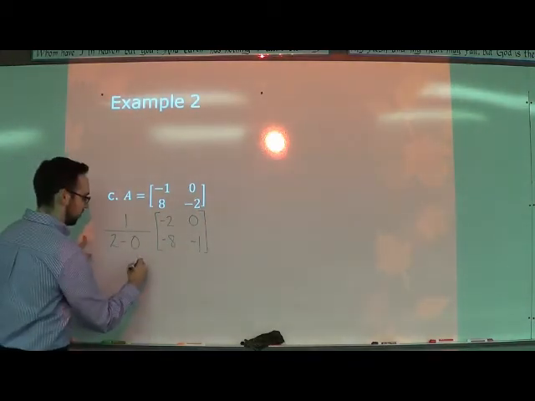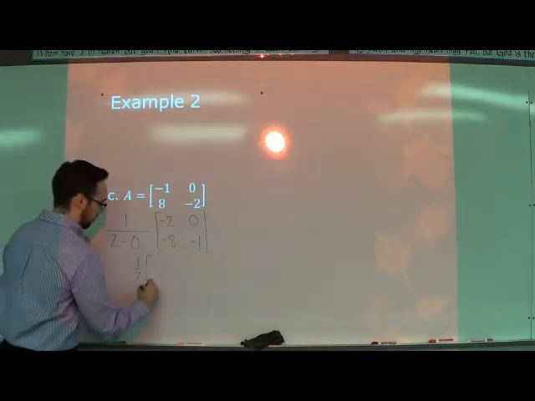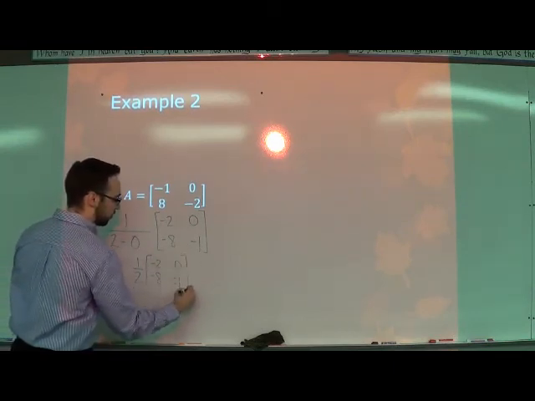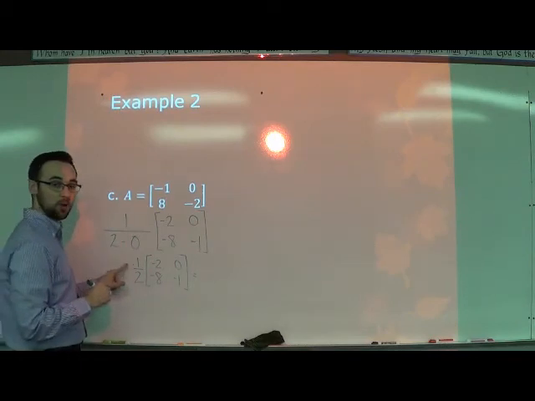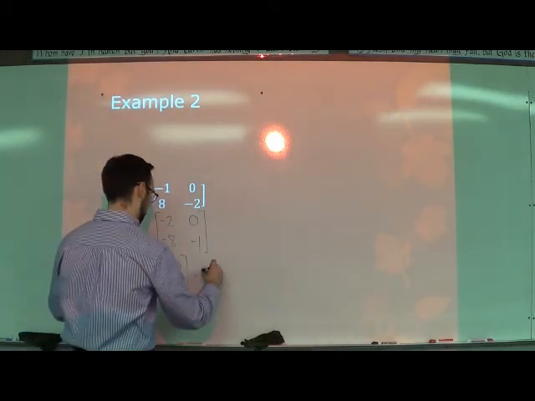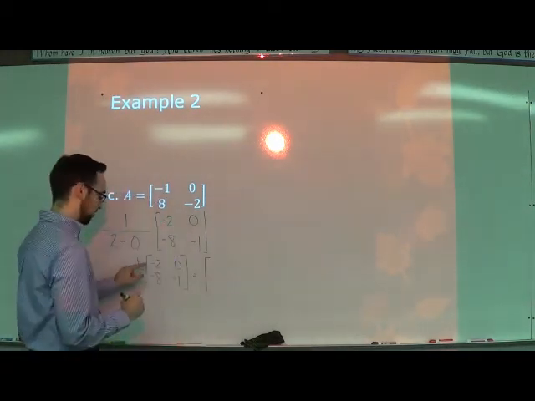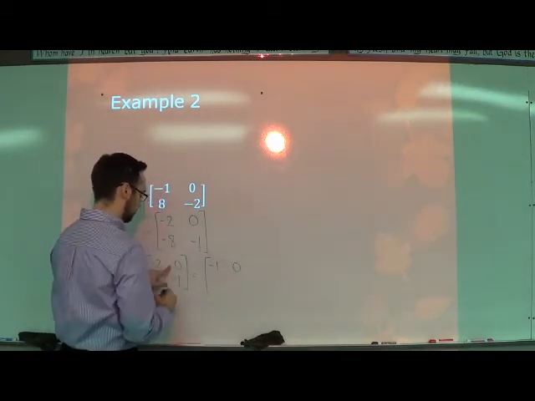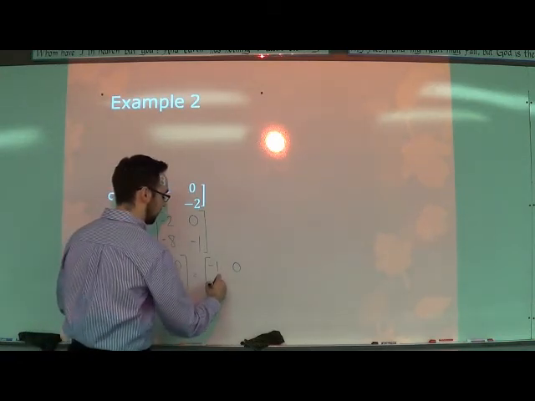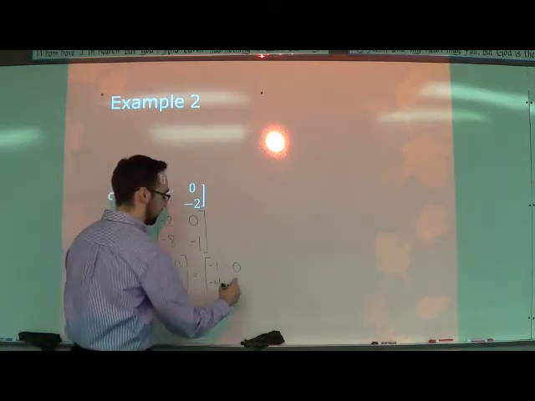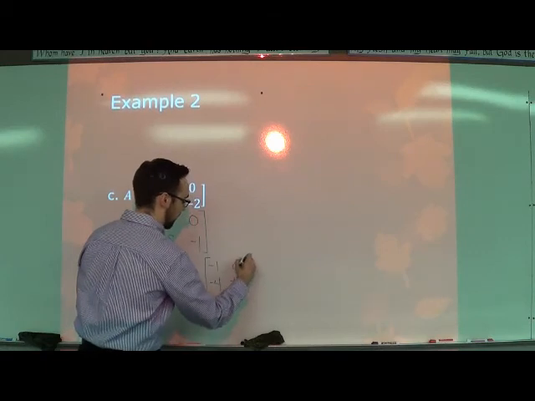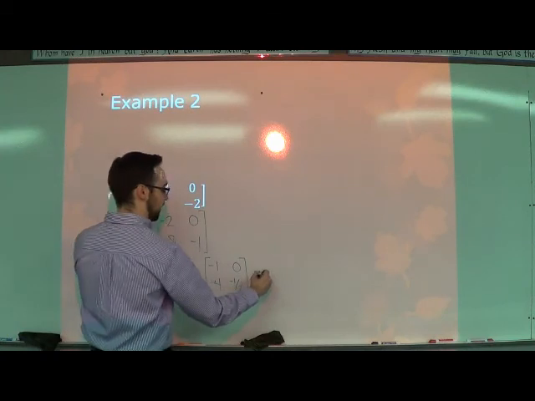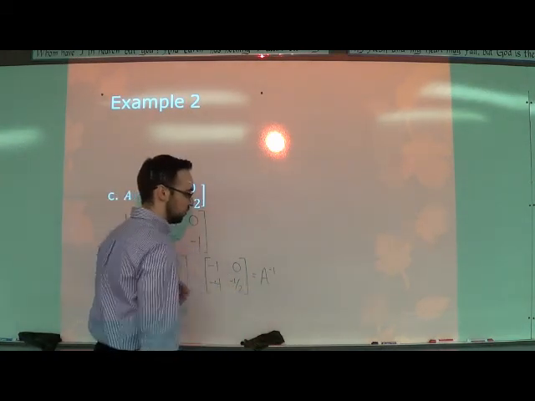So this is going to end up being 1/2 times this matrix. And what we want to do is multiply through by the scalar, the 1/2. So 1/2 times negative 2 is a negative 1. 1/2 times 0 is 0. 1/2 times negative 8 is a negative 4. And 1/2 times negative 1/2 is negative 1/2. And this is what we call the inverse of A, or A to the negative 1.